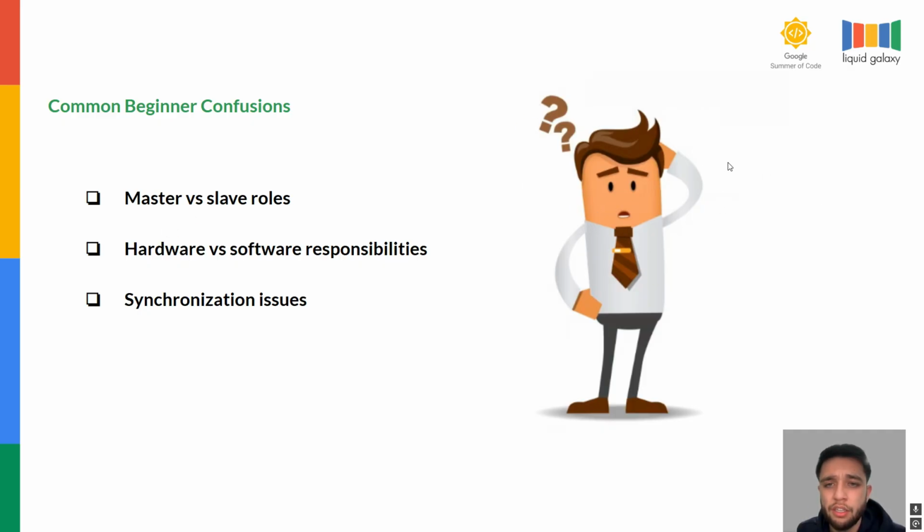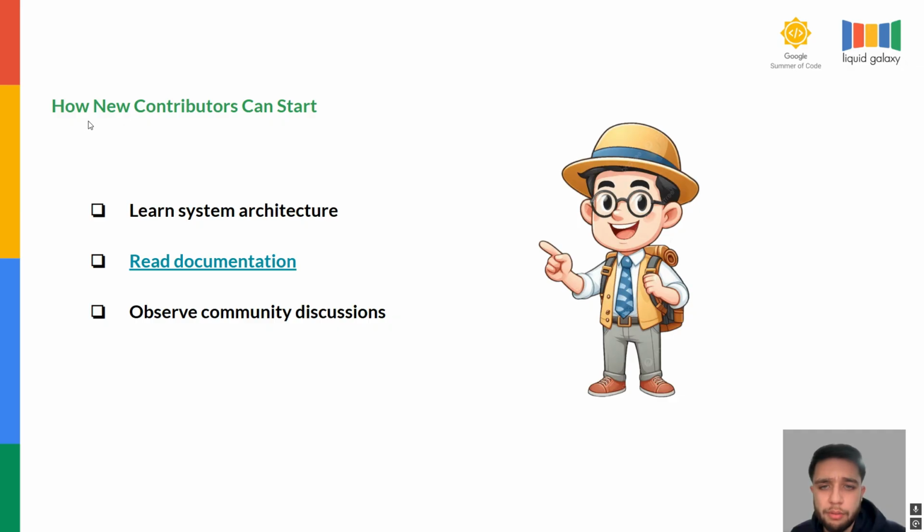So how can a new contributor start? The first and most important step is to learn the system architecture. This means understanding how the master node, slave nodes, software layer, and network layer all work together. Once the architecture is clear, everything else becomes much easier to understand.